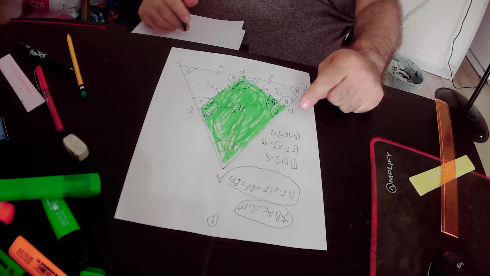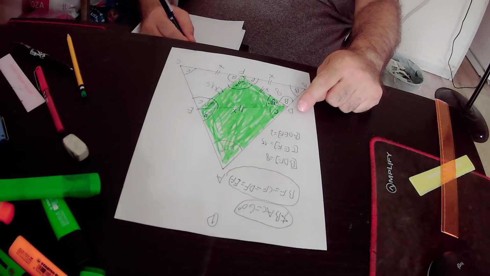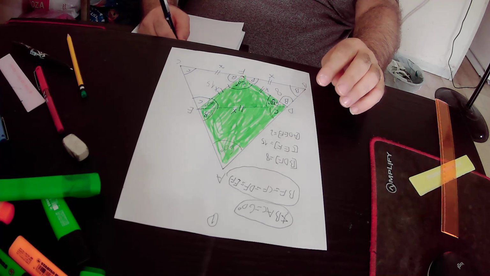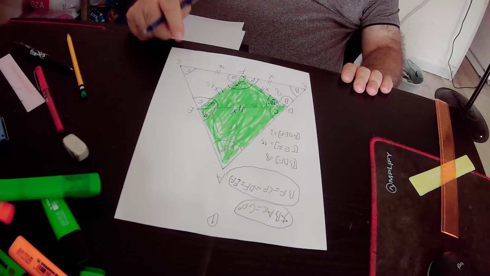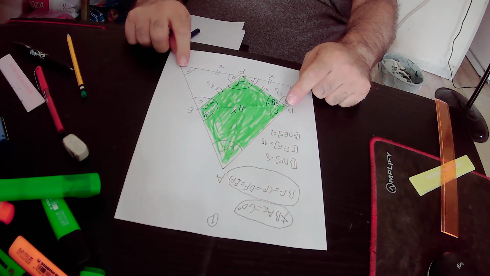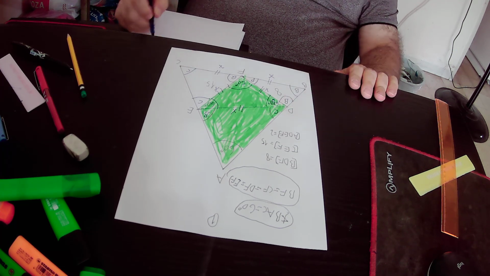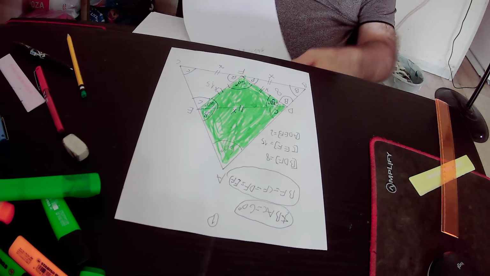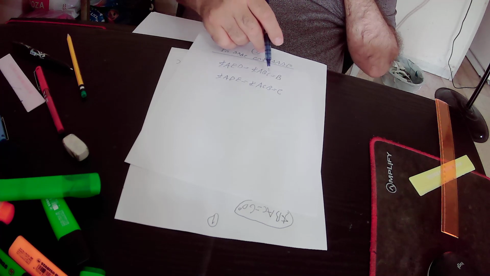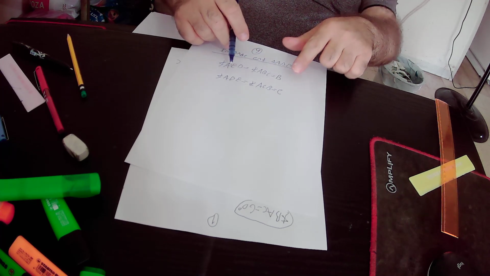And also angle ADE in triangle ADE is equal to angle ACB in triangle ABC, and both those two angles are equal to C. Again, angle ADE in triangle ADE equals angle ACB in triangle ABC. Both those two angles are equal to C.